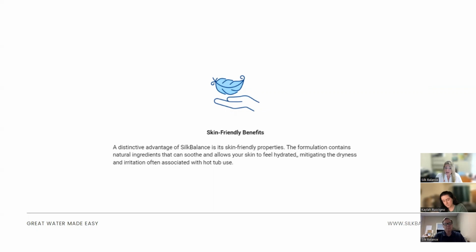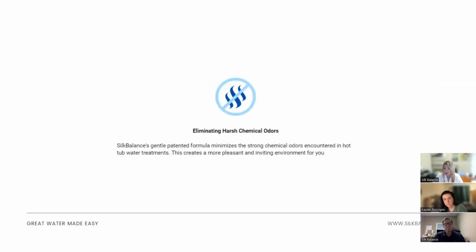Skin-friendly benefits. A distinct advantage of SilkBalance is its skin-friendly properties. The formulation contains natural ingredients of salts and minerals which soothe and allow your skin to feel hydrated, which mitigates the dryness and irritation associated with hot tub use. Eliminating chemical odors is one of the other main complaints that we hear about people who are not using SilkBalance. SilkBalance's gentle patented formula will minimize the strong chemical odors encountered in hot tub water treatments, and this creates a more pleasant and inviting environment for anybody using your hot tub.